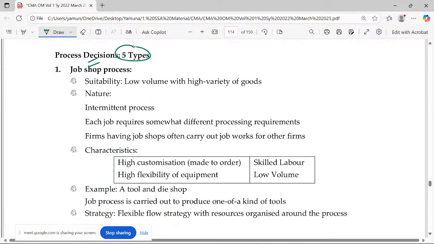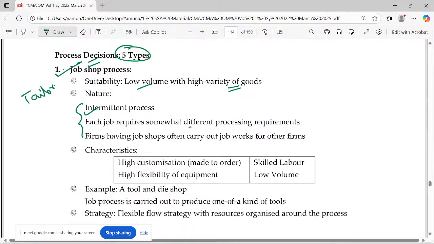Process types, we have five types. First one, job shop. Job shop is where each and every job will do the work. Example, a tailor can be taken for each and every dress. He has to go for customization. So low volume with high variety of goods. Most of the cases, job shop goes for an intermittent process only.